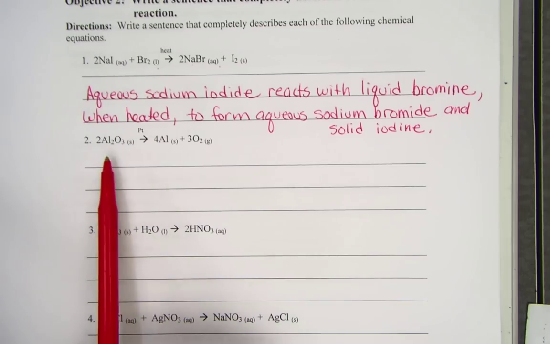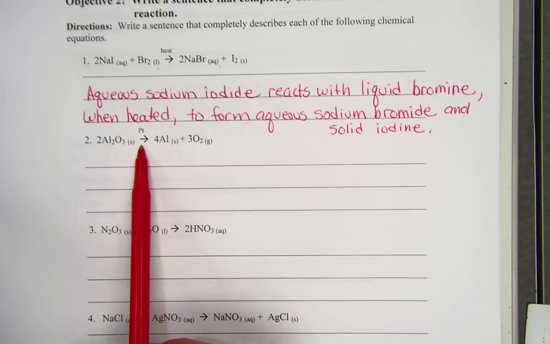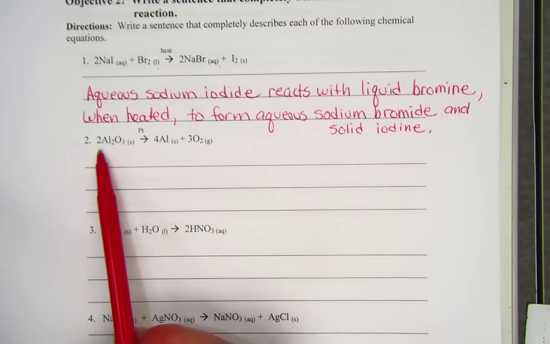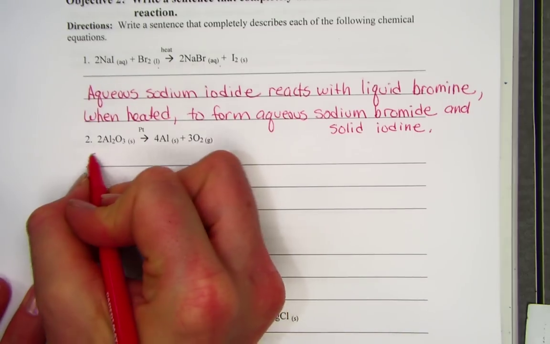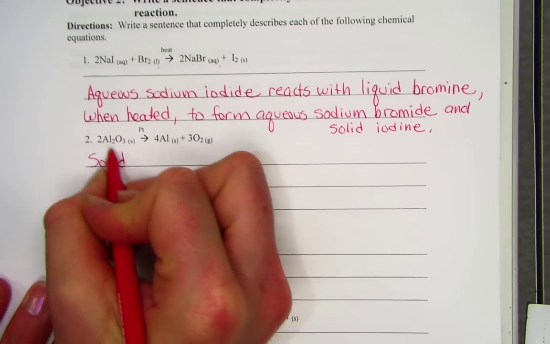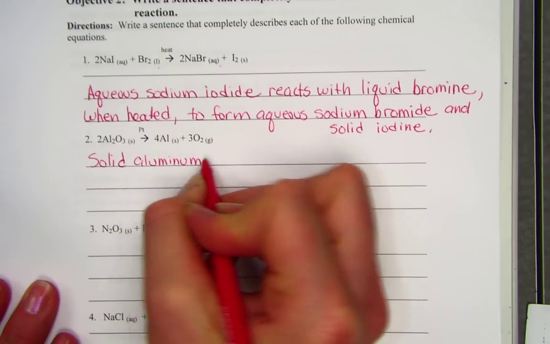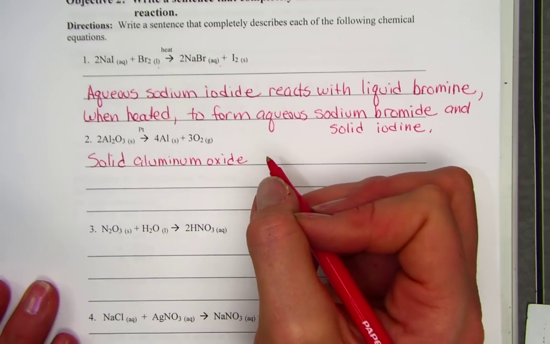Reading number 2. Al2O3, little s, Pt on top of the arrow, making Al and O2 gas. So each one of these, one at a time, we'll name. Al2O3, with a little s, I'll start by writing that solid. Al stands for aluminum, and this binary compound ends with "ide." This is solid aluminum oxide.